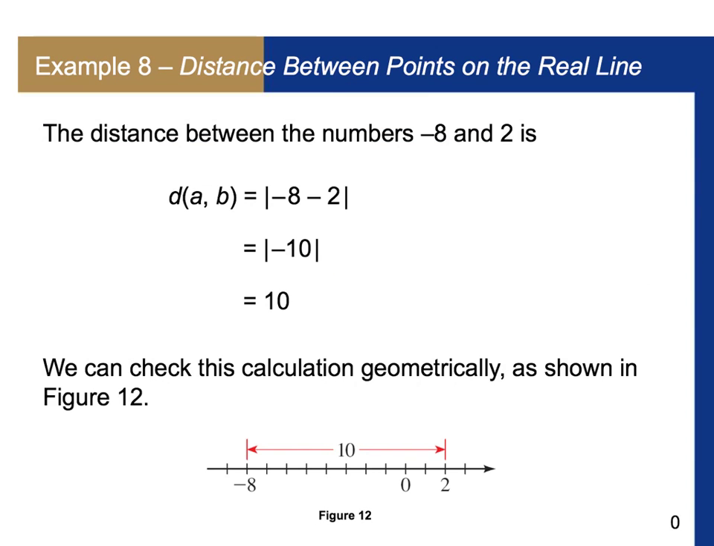Okay, so let's say we want to take the distance between these two numbers, minus 8 and plus 2. Okay, so we're just going to subtract. So A is minus 8 and B is plus 2, so we'll take minus 8 minus 2 and take the absolute value. So that's minus 8 minus 2 is minus 10. Take the absolute value, get a plus 10. So that's going to be the distance between these two numbers.